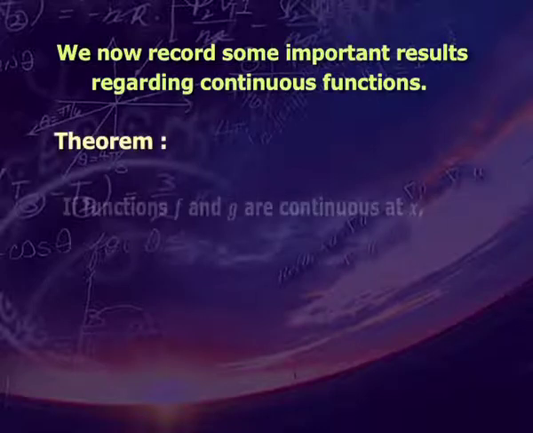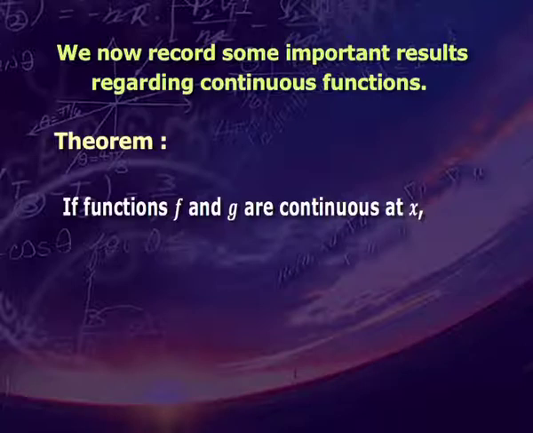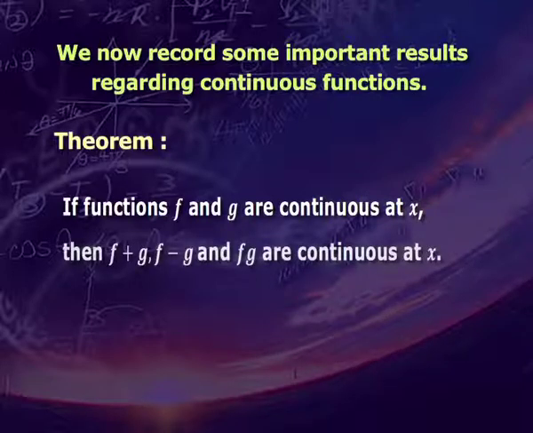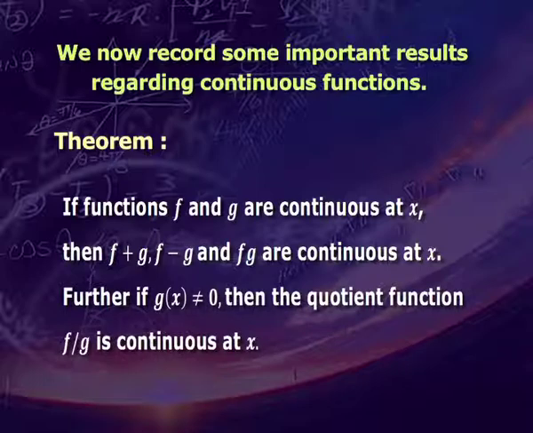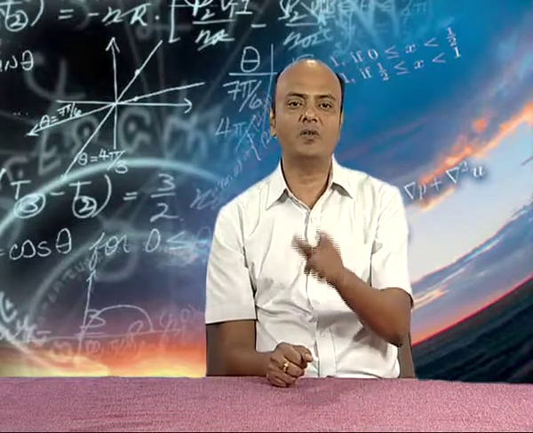Theorem: if functions f and g are continuous at x, then f plus g, f minus g and f into g are continuous at x. Further, if g(x) is not 0, then the quotient function f over g is continuous at x. It may be deduced from this theorem that a rational function p(t) over q(t) is continuous everywhere except the points which are zeros or roots of the polynomial q(t).